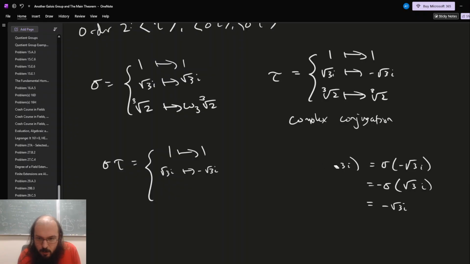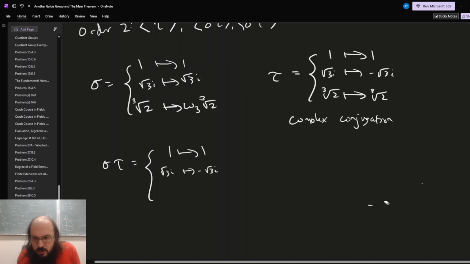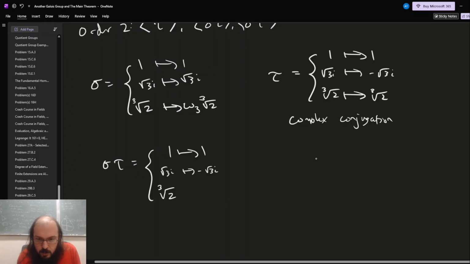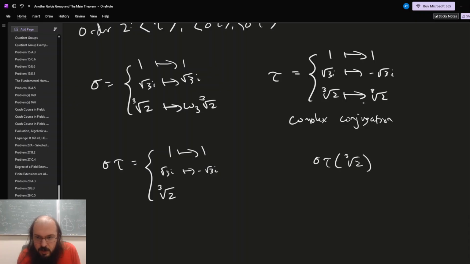Okay, we don't need this anymore, but we do need space, so I'm going to erase it. Let's continue to use that little chunk of the board as our scratch workspace. And now let's see what happens when I apply the same thing to the cube root of 2. So sigma tau applied to the cube root of 2. Tau fixes the cube root of 2. Sigma multiplies it by omega 3. Sorry, that's not how you write an omega. Omega 3 cube root of 2.